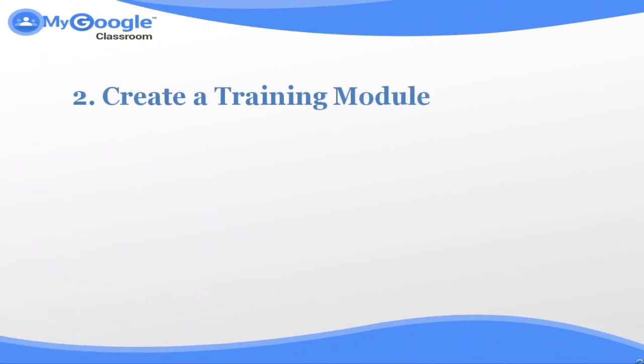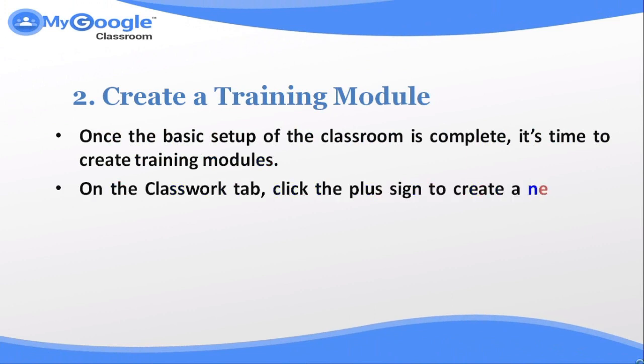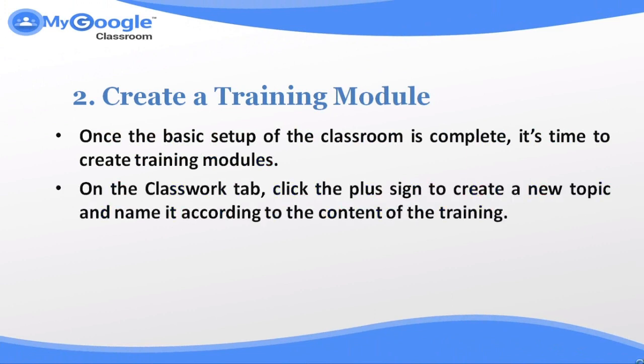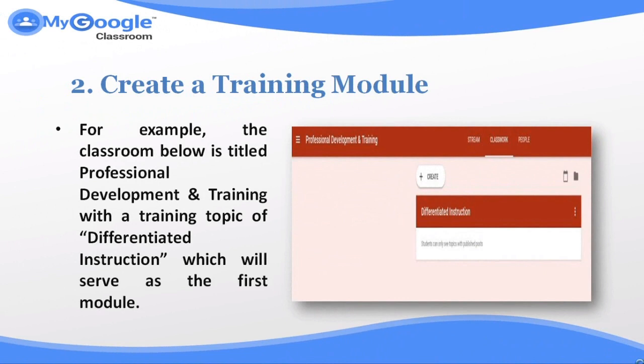Number 2, create a training module. Once the basic setup of the classroom is complete, it's time to create training modules. In the Classroom tab, click the plus sign to create a new topic and name it according to the content of the training. For example, the classroom below is titled Professional Development and Training with a training topic of Differentiated Instruction, which will serve as the first module.